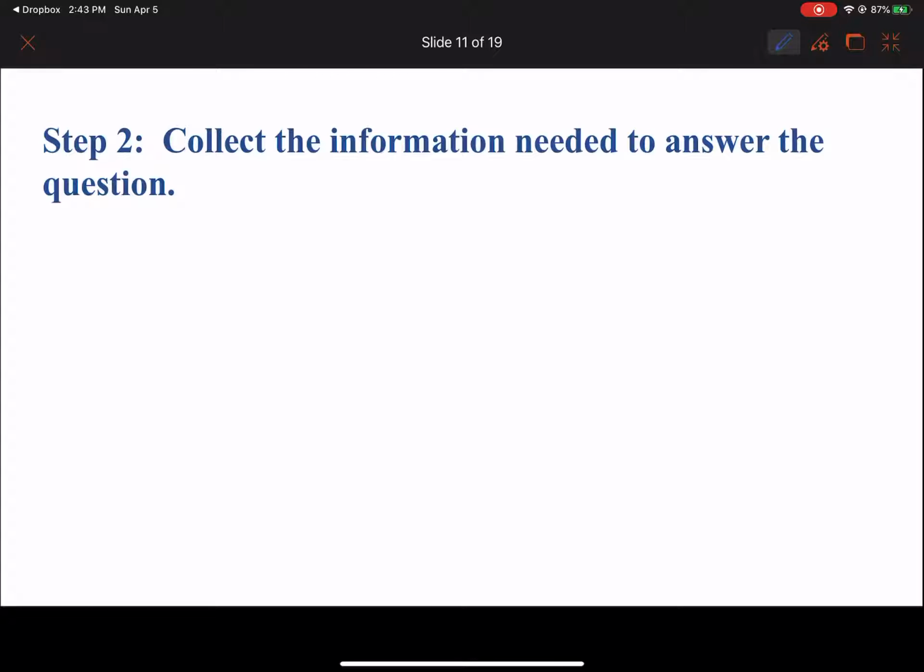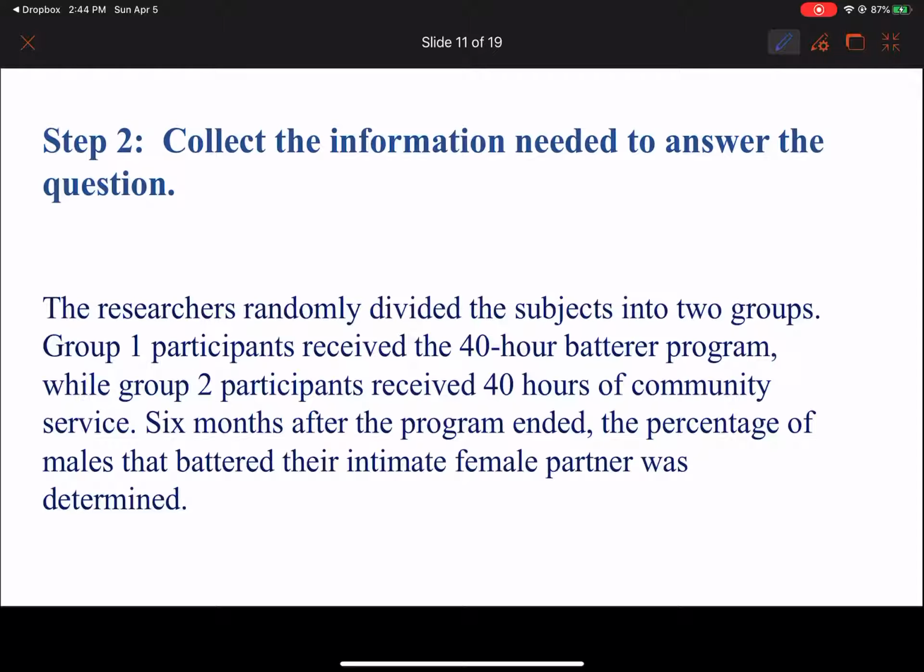what is the information that we need to answer this question? So think about that. We had to have two groups. So we had a control group. Those who did the community service were our control group, because that's the regular way we dealt with it. And then we had those in a batterer treatment program. We needed to have two groups so that we could compare the results in the two groups. They're randomly put into the two groups. 6 months after the program ended, we determined the percentage of those who battered their intimate female partner again.